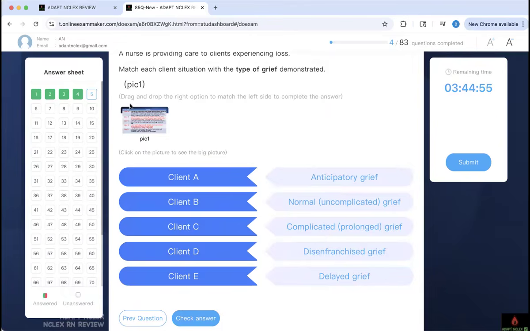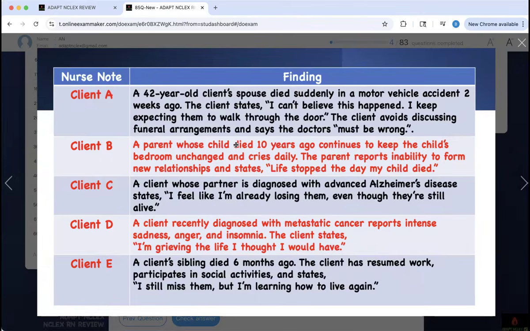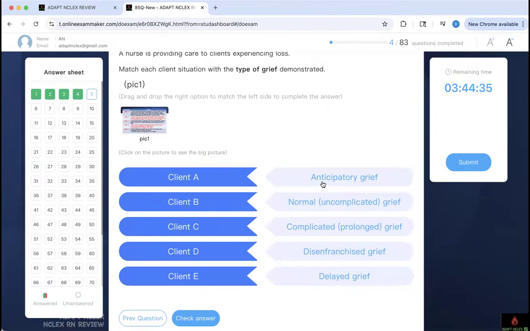Let's look at A. What is the problem? 42, spouse died in an accident. He said, I can't believe this happened. I keep expecting them to come, but they're not coming. The client avoids discussing the arrangement of the funeral because she thinks the doctor must be wrong. This is what we call what? Is it anticipatory grief, normal grief, complicated grief, disenfranchised grief, or delayed? She's delaying the grief. She does not want to deal with the grief, so this is delayed.